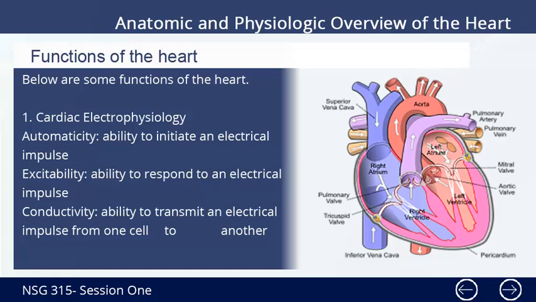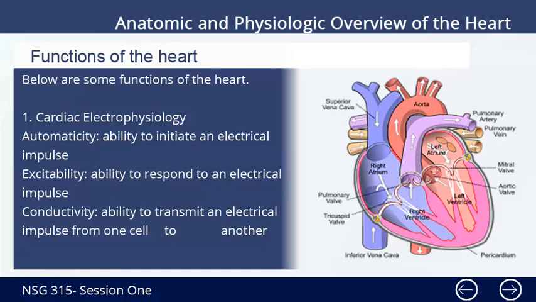The sinoatrial node, that is the SA node, is referred to as the primary pacemaker of the heart. It is located at the junction of the superior vena cava and the right atrium. The SA node in a normal resting heart has an inherent firing rate of 60 to 100 impulses per minute, but the rate can change in response to the metabolic demand of the body.